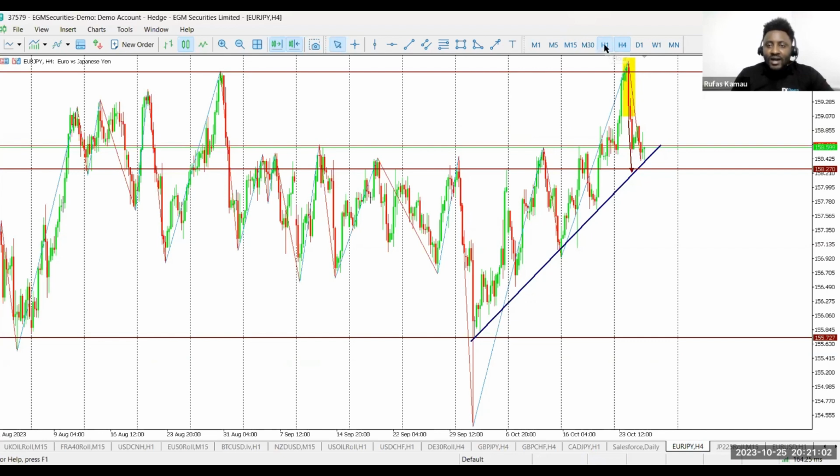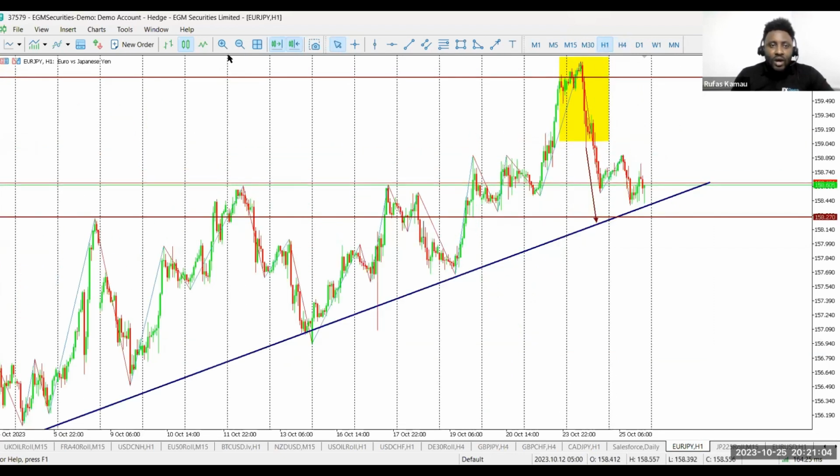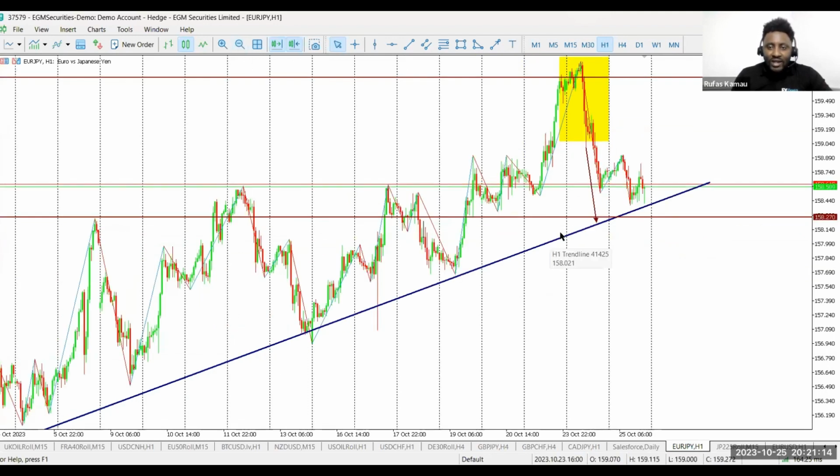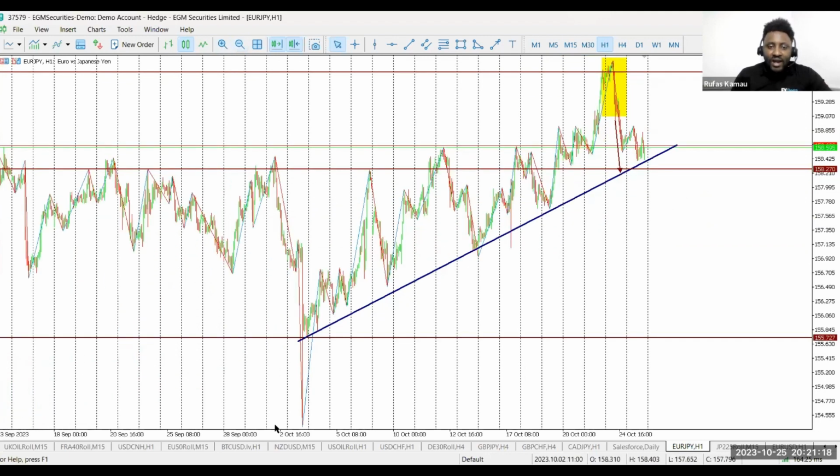From the 1-hour chart, this is how it looks. The market attempted to break this area and then dropped quite sharply. The potential target was the lower trend line, which you can see here, which has been acting as support. Every time the market has gotten to this area, it found support and went up. So we expected the price to drop from this area to the trend line, and once it gets there, it finds support and goes up.